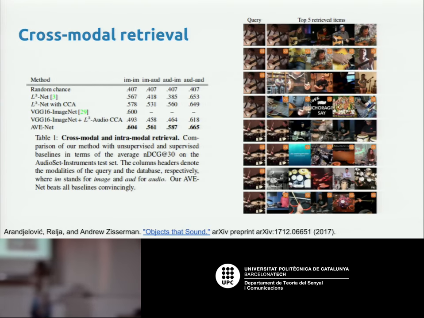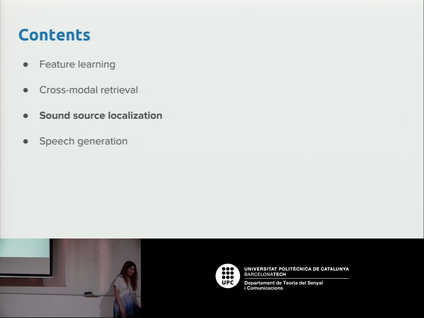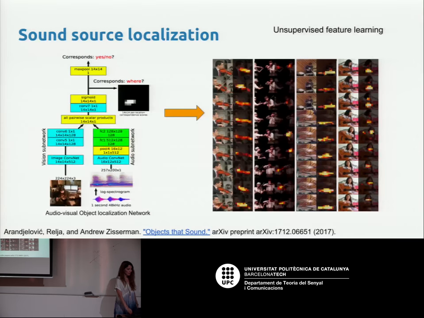The interesting thing is that they compare the performance of image to image, image to audio, audio to image, and so on. They found that by learning the network in their way, they achieve the same performance, and slightly outperform VGG16 trained using the original ImageNet labels, which is cool because this is unsupervised. Okay, so we're going to talk now about sound source localization.